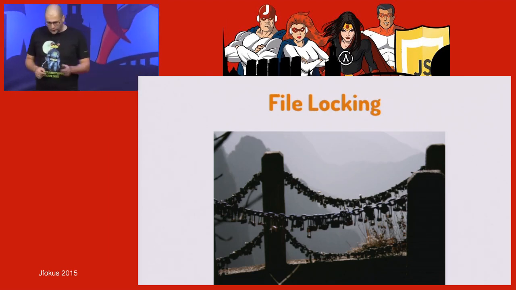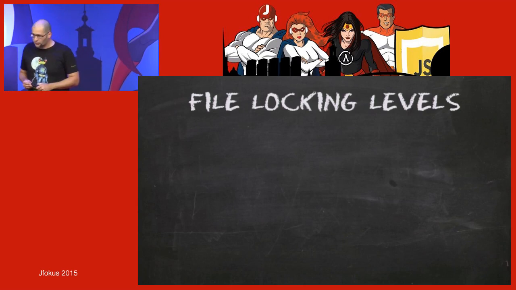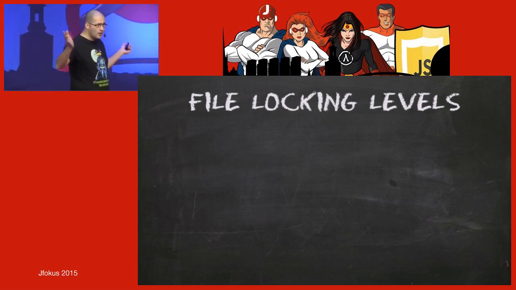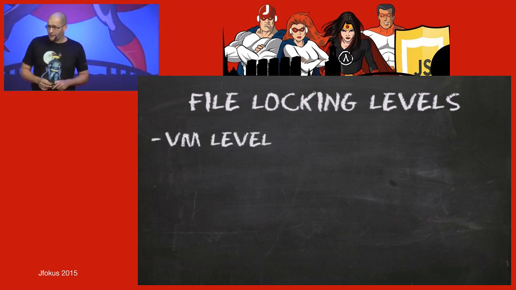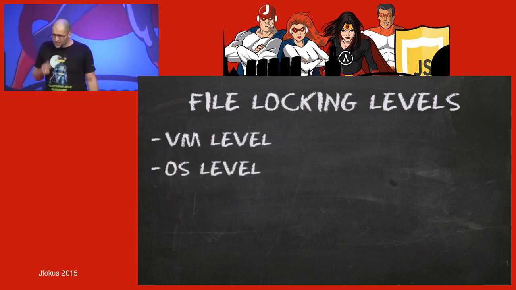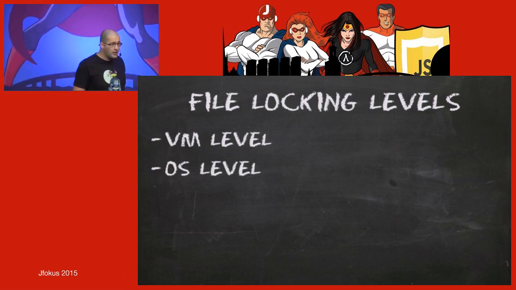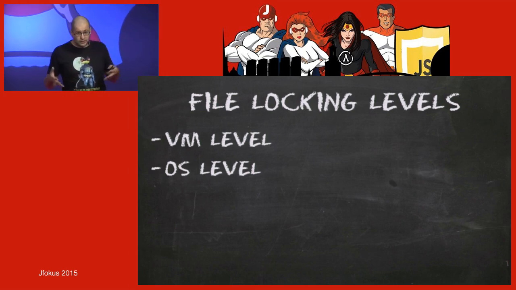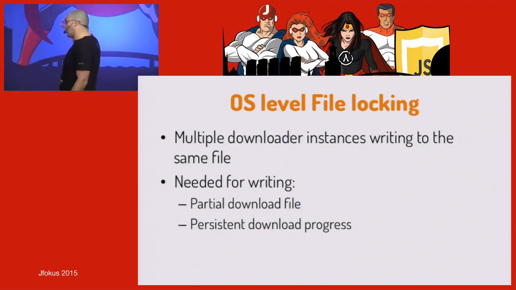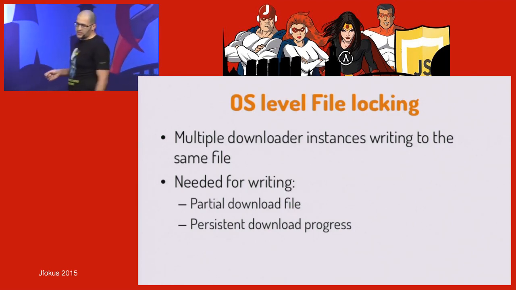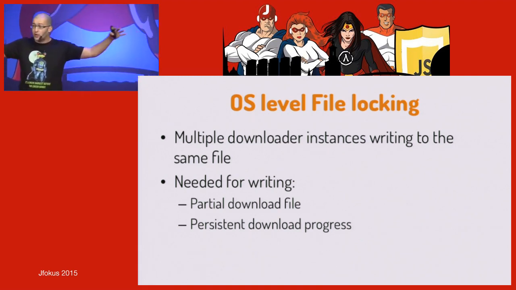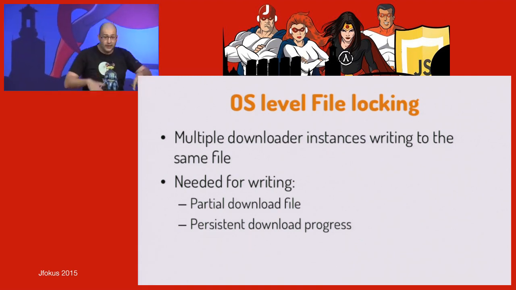A couple of words about file locking. I'm running out of time, so we will do it rather quickly. There we have two levels of file locking. The virtual machine level, so we want to write to the same file from the same Java process, and the operating system level that should prevent writing to the same file from different processes. So we need both. We need the operating system file locking for preventing multiple download instances trying to download and write to the same file.